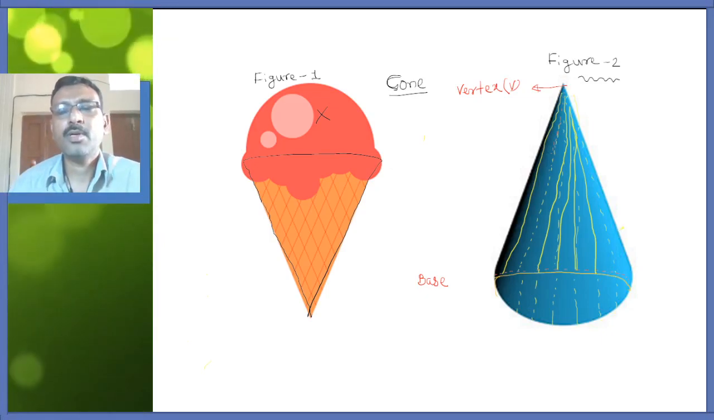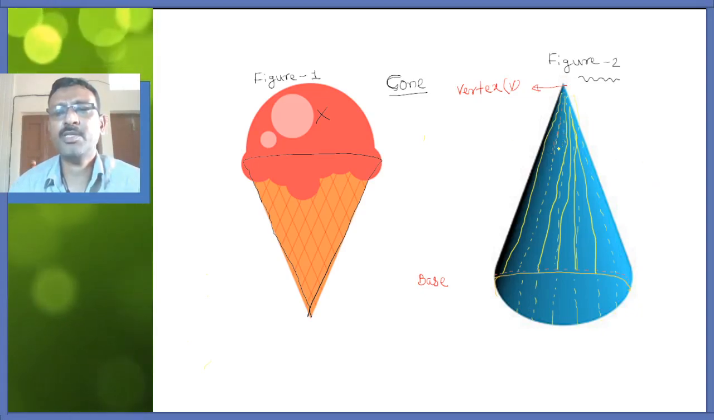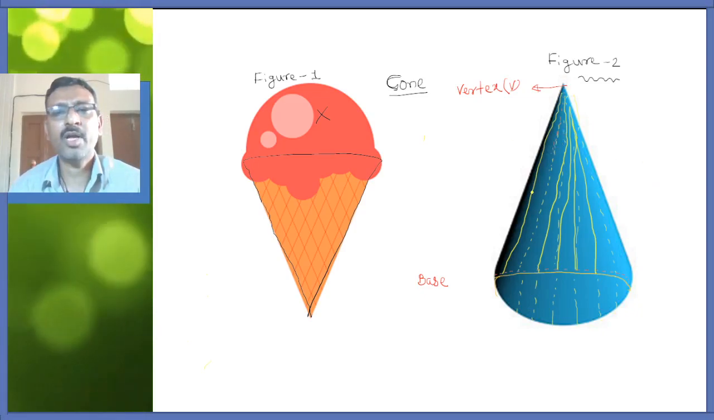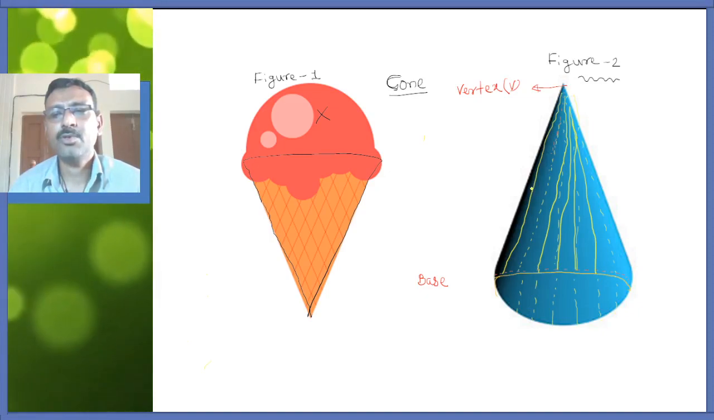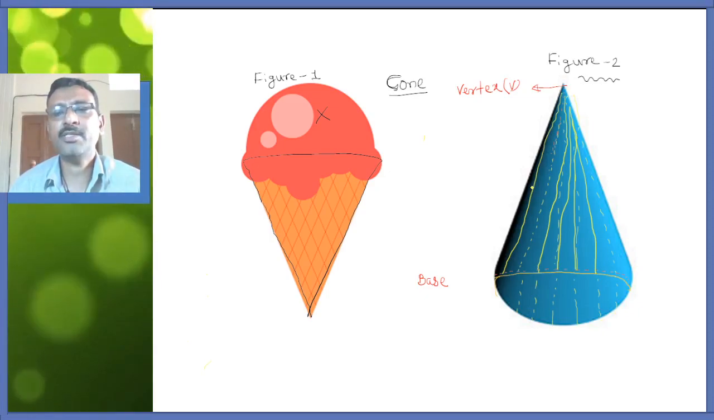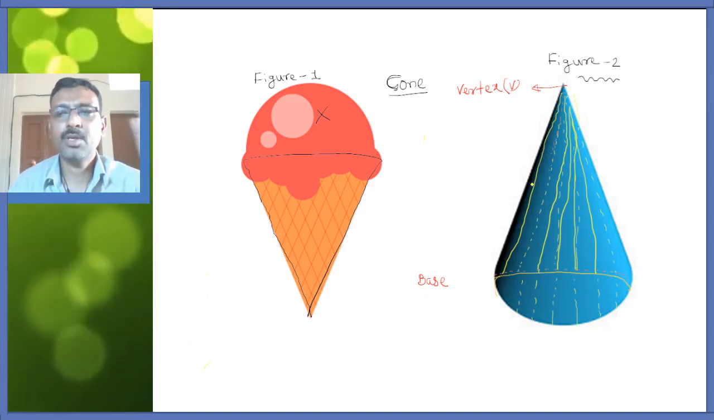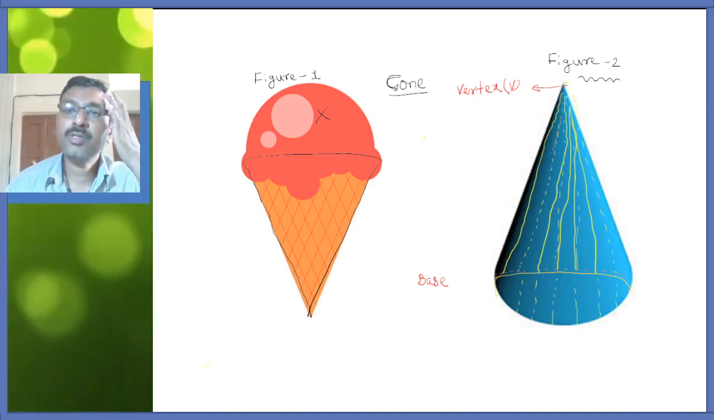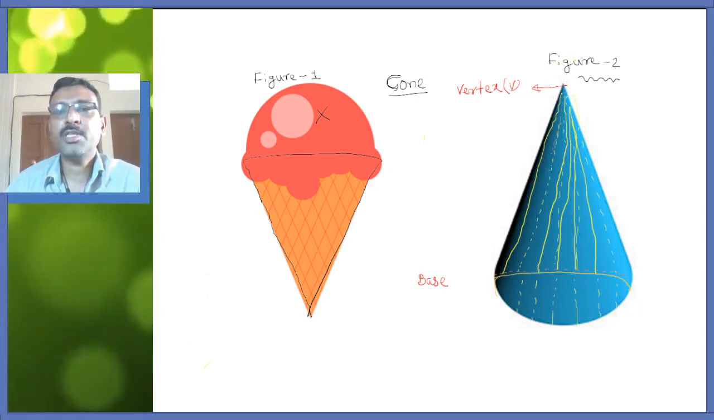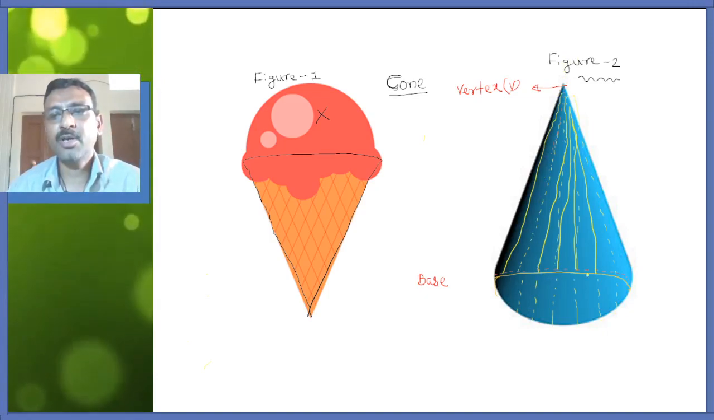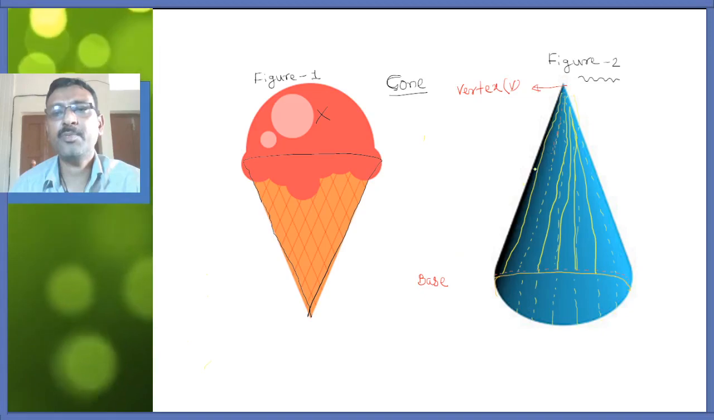In a circus, many of the performers wear cone type hats. So those are the daily life examples of cone. The sharp edge is called the vertex. Here the base is called the base curve or simply base.